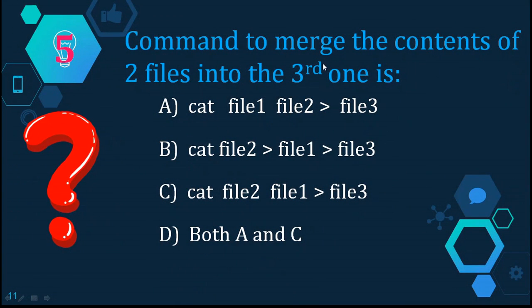Fifth question is command to merge the contents of two files into a third one. It is whatever we discussed in the last question, so you can easily answer this. Option A is cat space file1 space file2 output redirection operator file3. Option B, cat space file2 space file1, again the same operator file3. Option C, cat file2 file1, output redirection operator file1. And option D, both A and C. The answer is very simple.